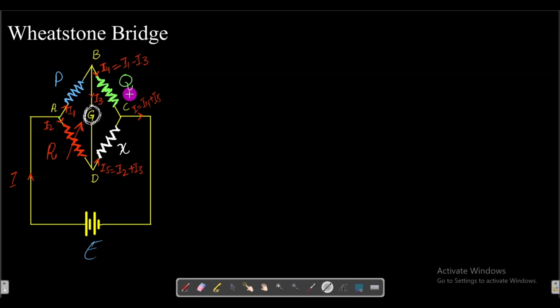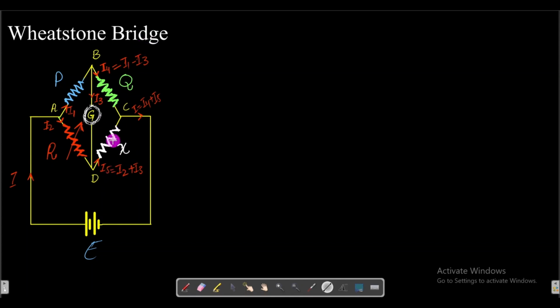Today in this video, we will cover the concept of Wheatstone bridge. Here, Wheatstone is the name of the scientist, and the bridge is actually the arrangement of the resistors in such a way that it makes a balanced circuit. And here is the galvanometer, and this arrangement is actually referred to as a bridge.